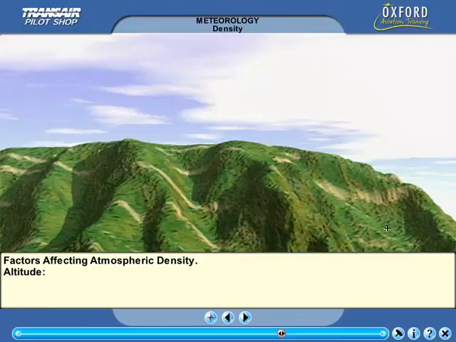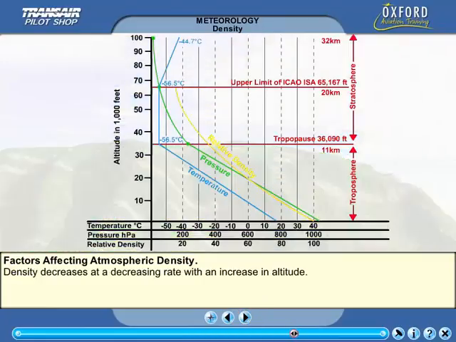The predominant effect is the change of pressure. The reduction in pressure reduces the density more than the reducing temperature causes density to increase. Since pressure is the dominant factor affecting density, it follows that because pressure decreases at a decreasing rate with altitude, so will density. Looking at the diagram of ISA, we can see that relative density decreases with altitude at a decreasing rate.